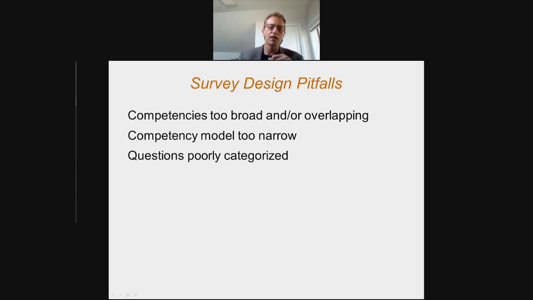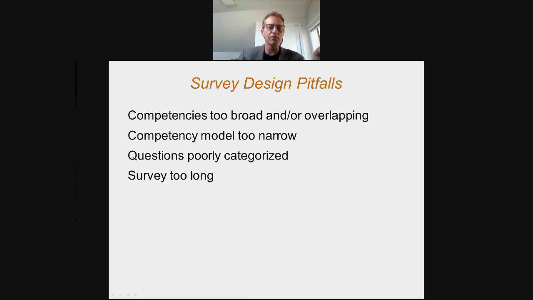Here's another one, not categorizing the questions properly. And I'll show you an example of that later on. So typically you have competencies, and for each competency you have a number of questions. But if those questions don't perfectly align to the competency that they're falling under, then when you look at your competency summary on your reports, it's invalid because there have been questions in that competency that are actually not part of that competency. So this is an exercise in logic, and I'll talk about it again later on.